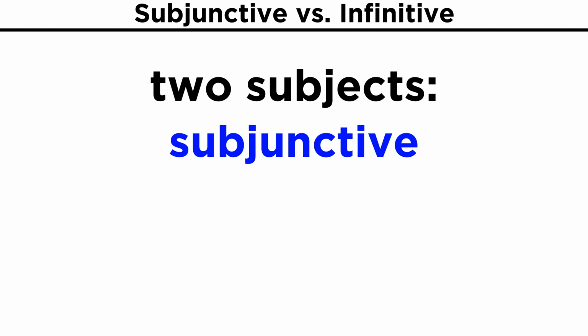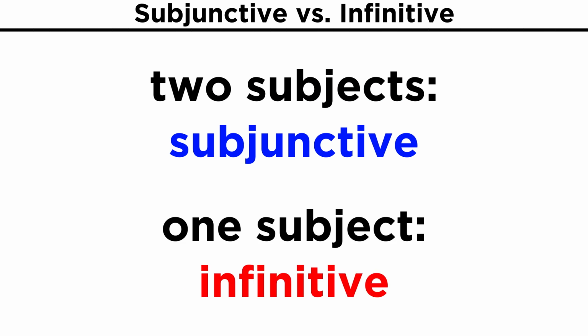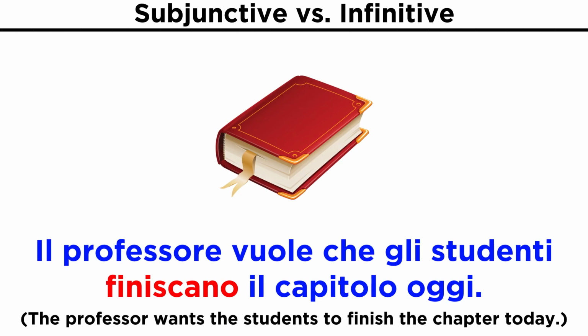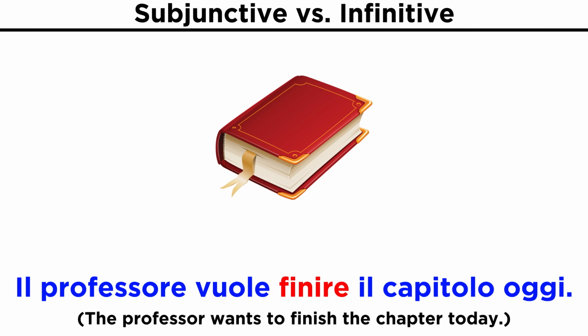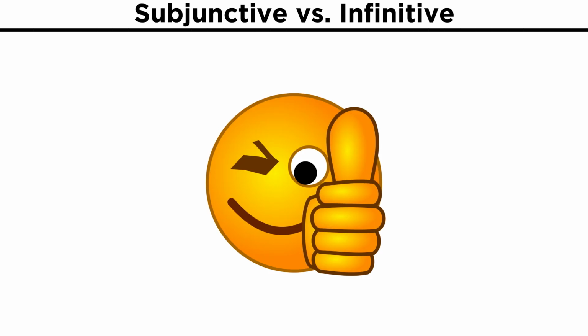Now try this one on your own. Include the second subject and use the subjunctive, and then take it away and use the infinitive. Il professore vuole che gli studenti finiscano il capitolo oggi. Il professore vuole finire il capitolo oggi. Now that we are clear on the usage of subjunctive versus the infinitive, let's check comprehension.